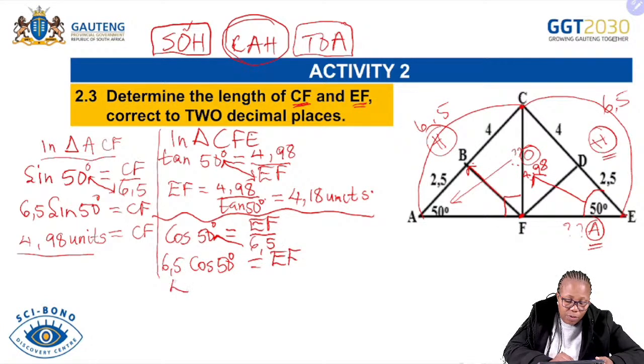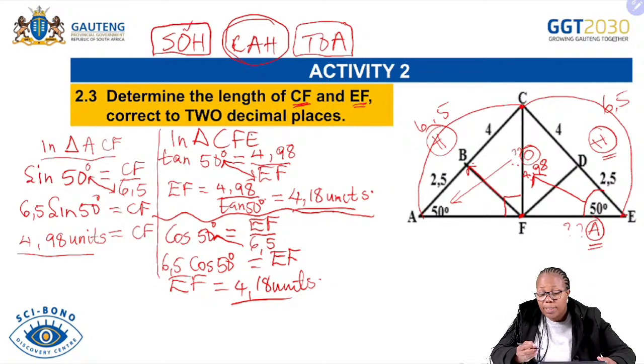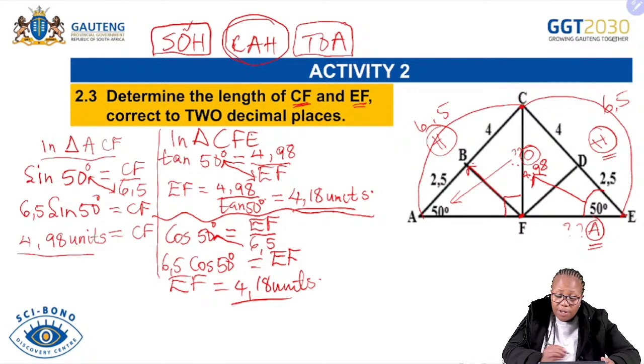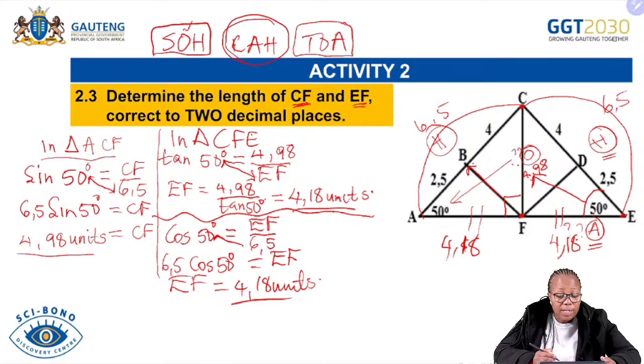This must automatically give us the same answer, grade 12, of 4,18 units. Basically, those are the two ways that you can apply to find the required side. And then remember now, if the examiner asks what is the value of AF, this will still be 4.18, because we have proven earlier on that the two triangles are congruent, therefore AF is equal to the EF.